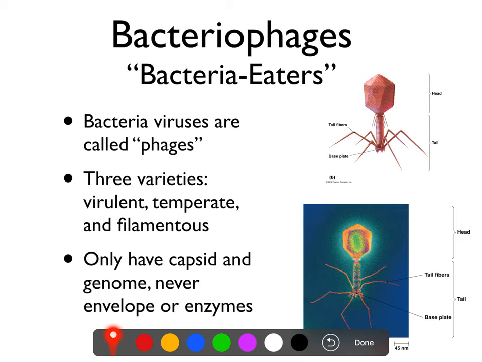We knew that it was too small to see, but we knew that it could spread from bacteria to bacteria, and that it seemed to be self-replicating. So we called these bacteriophages, bacteria eaters, long before we could ever actually see them. Bacteriophages are very specific and pretty different from eukaryotic viruses. And there are generally three varieties, what we call virulent, temperate, and filamentous.